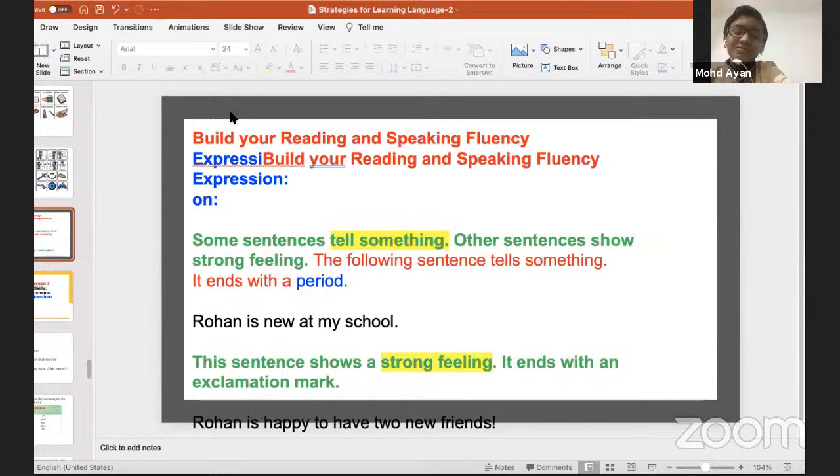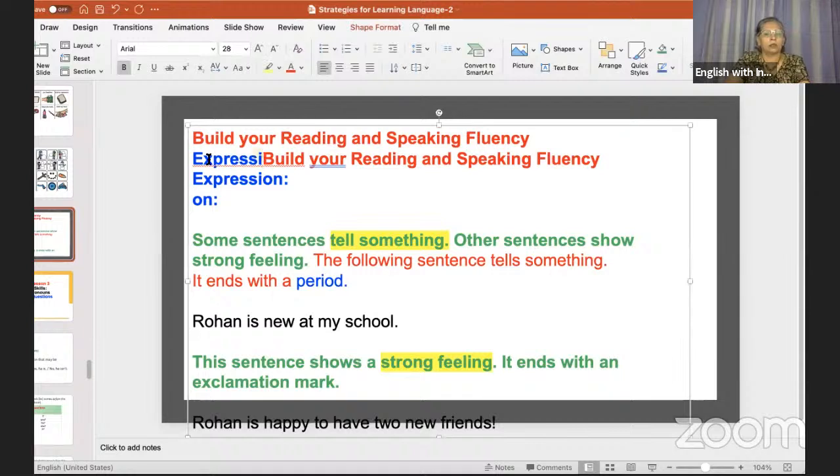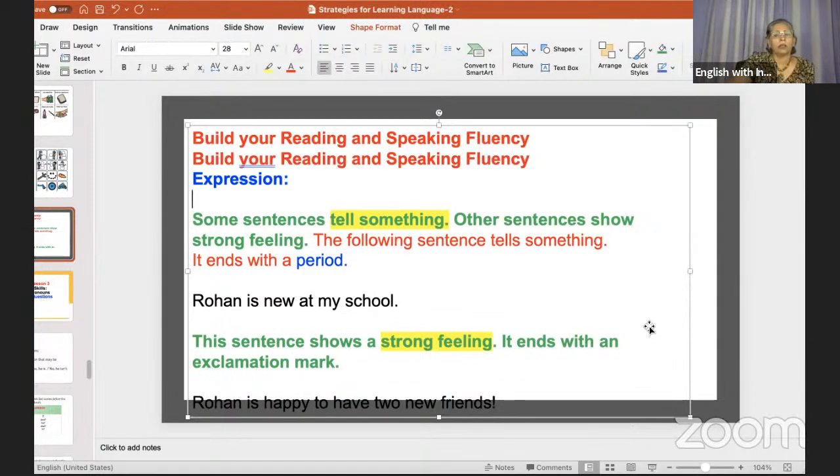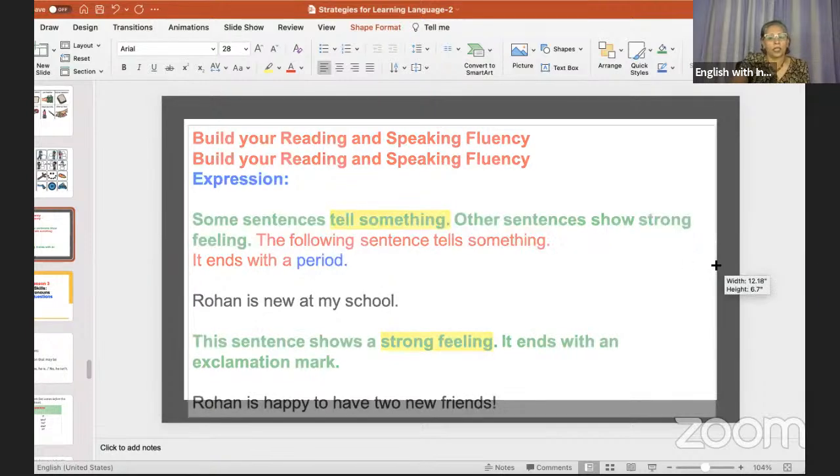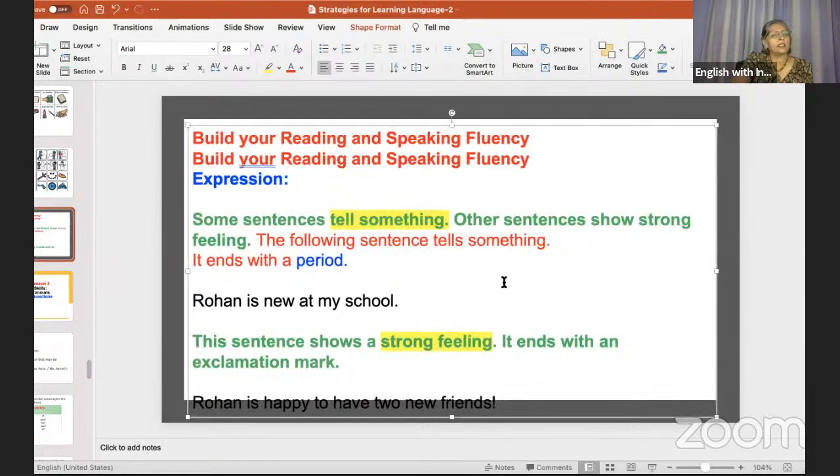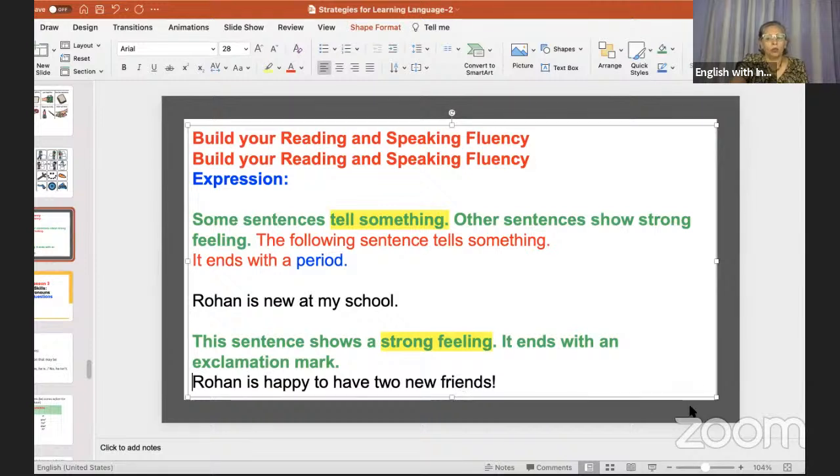Yes, excellent. So here we were talking about the expressions. In this one, some sentences tell something, other sentences show strong feeling, as I was telling you. When you tell something, those are statements, right? We make statements all day. And then sometimes we show strong feelings about something, in happiness, and we show strong feeling in sadness also, right?